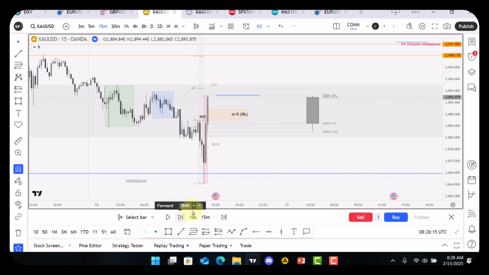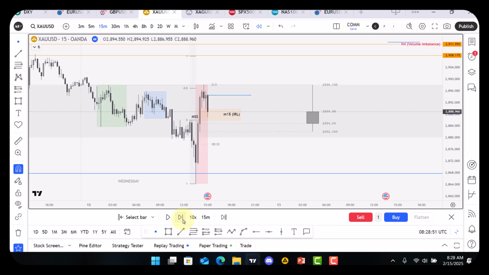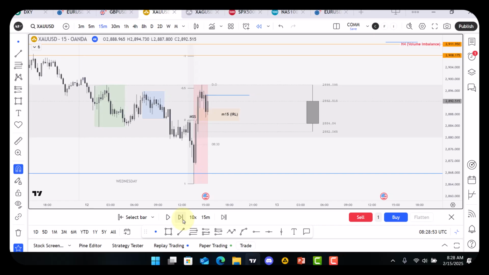So I waited patiently for the 2 p.m. GMT or the 4 hour 10 a.m. expansion candle to open. And as you can see, this is the low of the 4 hour 10 a.m. New York time expansion candle. So when it formed here, it took part in the formation of this 15 minute internal range liquidity. And then I waited for price to test this 15 minute internal range liquidity.